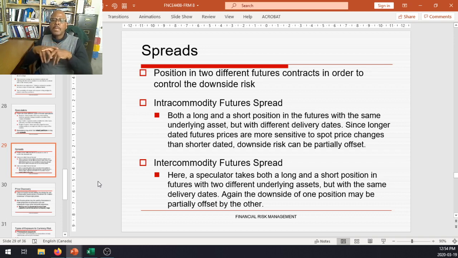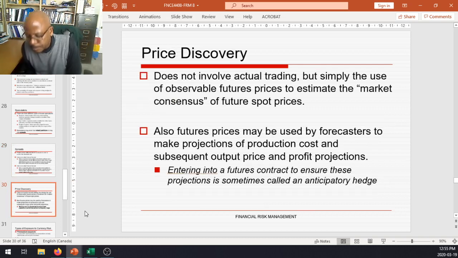The inter-commodity futures spread essentially uses futures contracts on different commodities. These commodities will be correlated. For instance, you can use futures contracts on gasoline and futures contracts on heating oil. Really, you're playing that both of them will move in the same direction, but the spread between them will get bigger or smaller. So you'd go long in one and short in the other, depending on which one you thought was going to increase relative to the other, or decrease relative to the other. And that then is spreads.